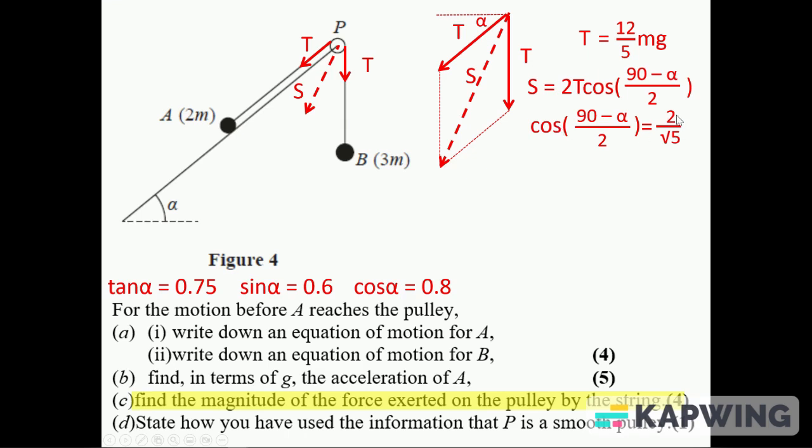So you worked out cos squared really, so the cos is the square root of 4 over 5, which is 2 over root 5. This simplifies to 2 root 5 over 5, and put that into here. 2 times 12 over 5 mg times 2 root 5 over 5, and I get 48 root 5 over 25 mg.